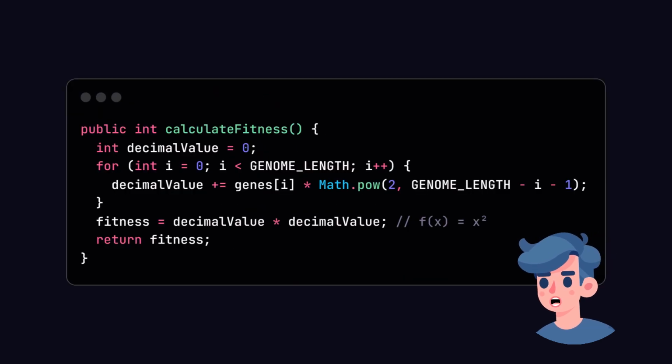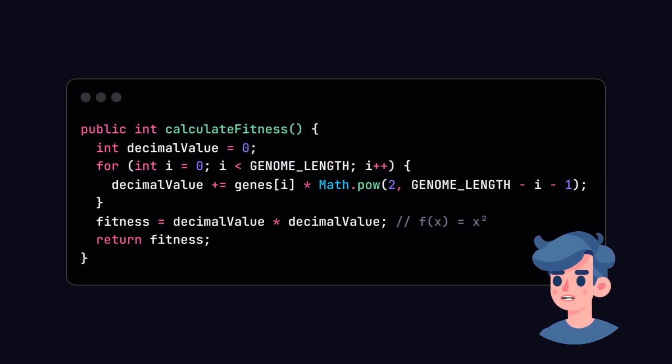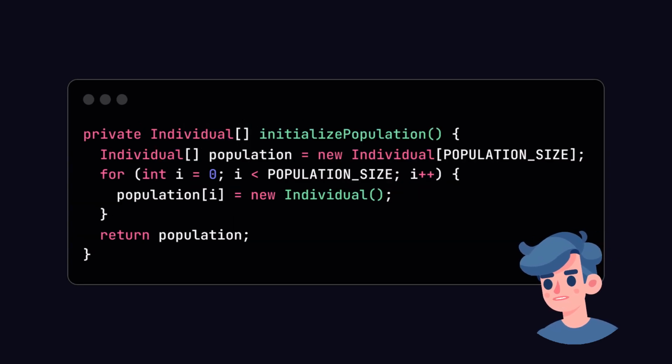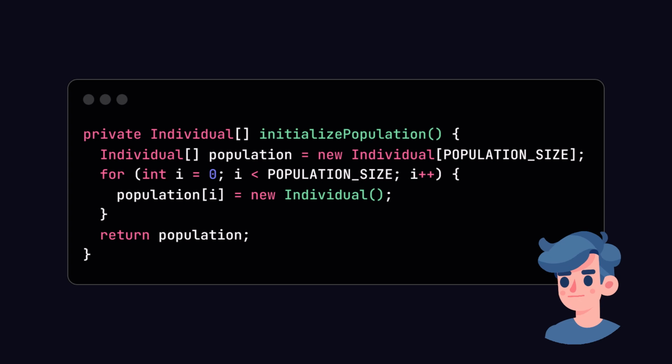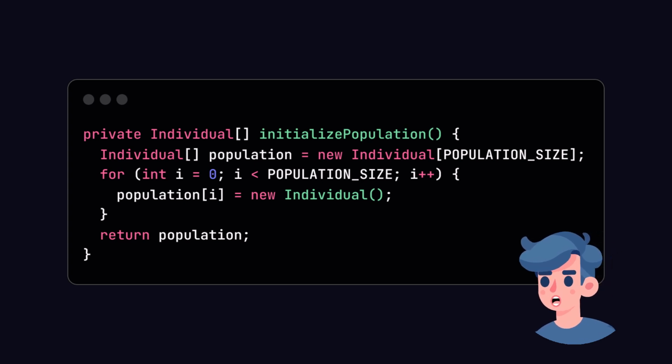Next, we need a method to calculate the fitness of the chromosome. Since we want to maximize f(x) = x², we first need to convert the binary representation into a decimal value before calculating its fitness. Now that we have our individual class set up, let's create a population. We'll create a method in the GeneticAlgorithm class to initialize a population of individuals.